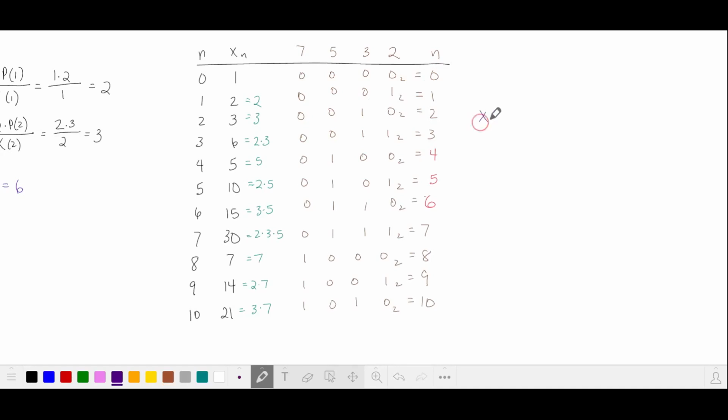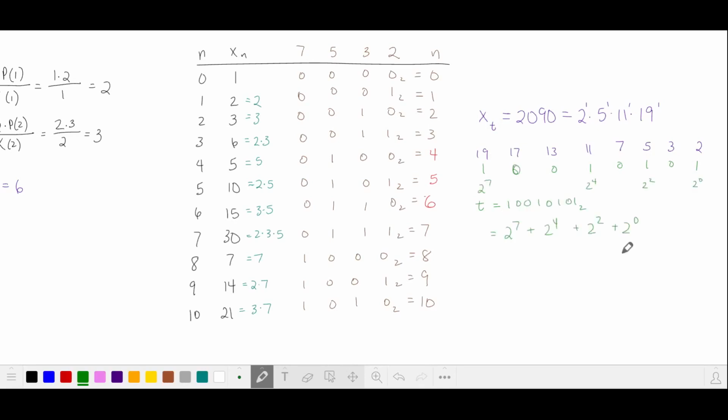We're looking for t, where x sub t is equal to 2090. At this point, I'm hoping that 2090 is the product of primes raised to the first power. And when we find the prime factorization, we're relieved to find that this is true. So I'll list out the primes from 2 to 19. We have a 19, 11, a 5, and a 2. So t is the number when written in binary, and we can write it as the sum of these powers of 2. So our answer is 149.